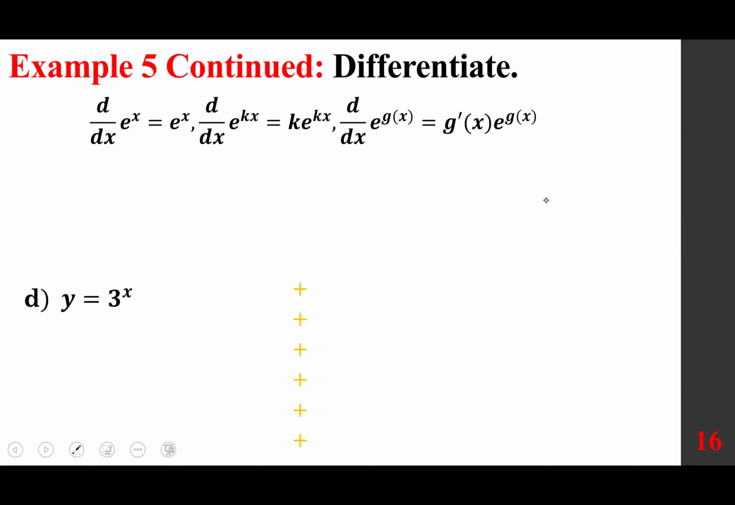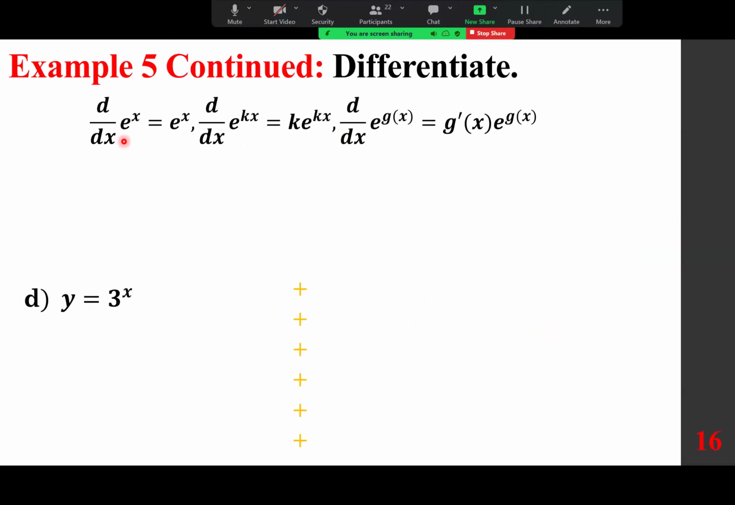As we mentioned before, the derivative of e to the power of x is itself, and we want to find the derivative of y equals 3 to the power of x. We know the derivative of e to the power of x is itself. E to the power of kx is itself times k. E to the power of g of x is itself times g prime by the chain rule, but we never dealt with a base other than e. The question is, how do you do that?